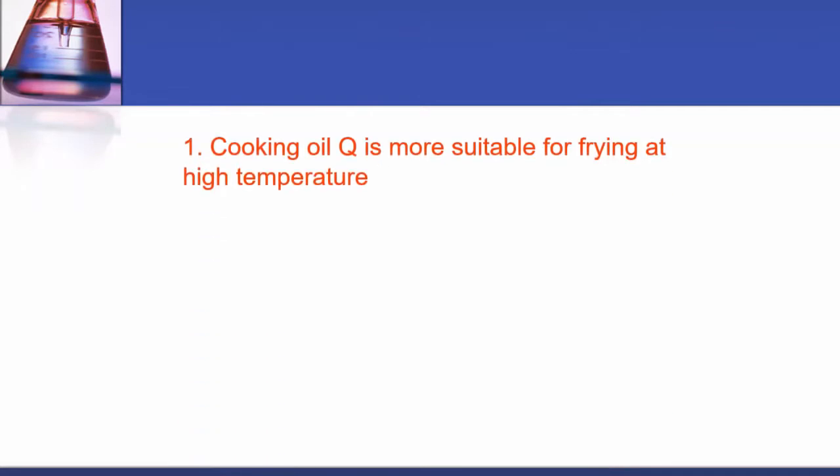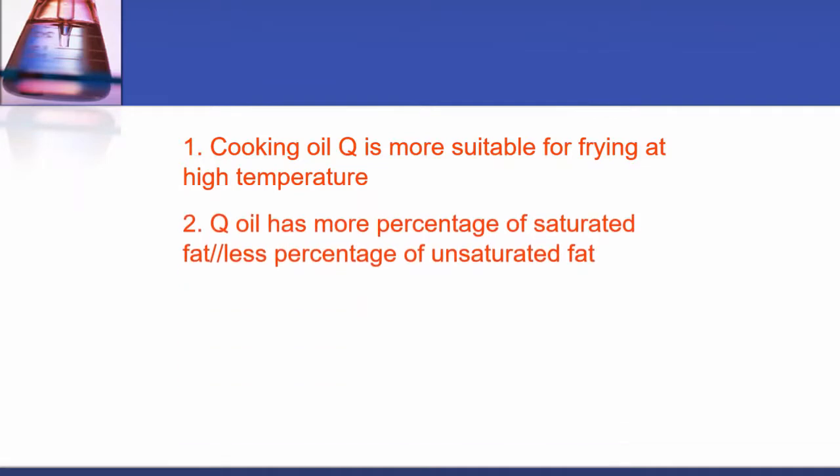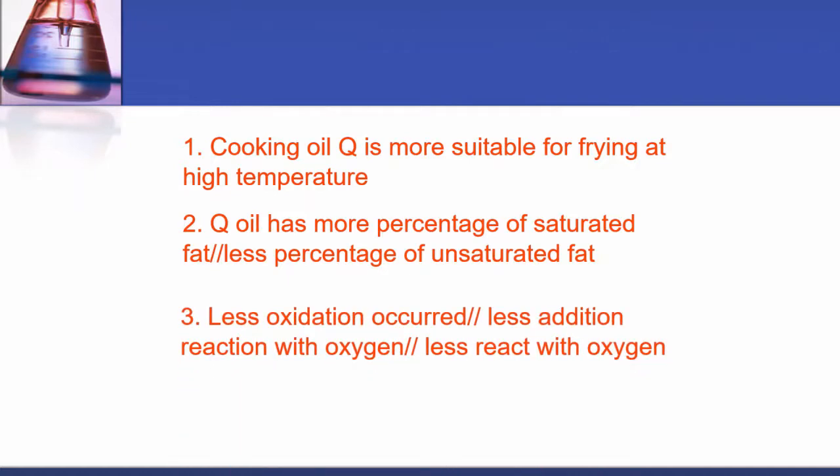The cooking oil more suitable for frying at high temperature is cooking oil Q. This is because cooking oil Q has a lower percentage of unsaturated fats, or you can say that cooking oil Q has a higher percentage of saturated fats. So less oxidation occurs, or you can say cooking oil Q reacts less with oxygen.